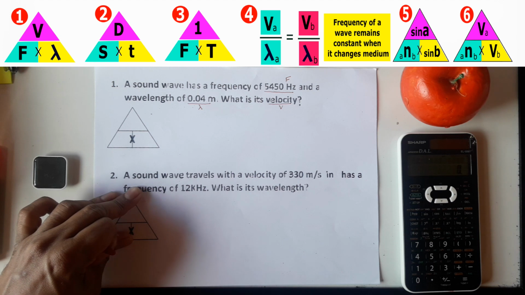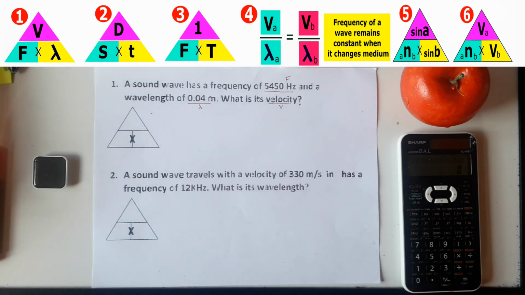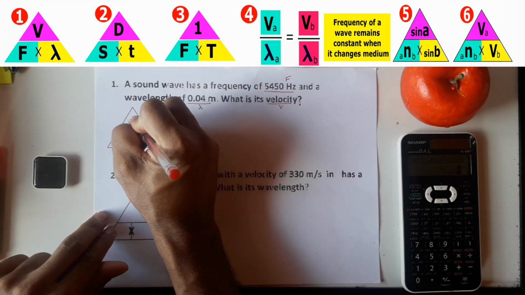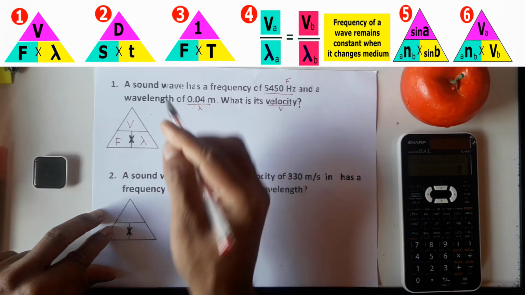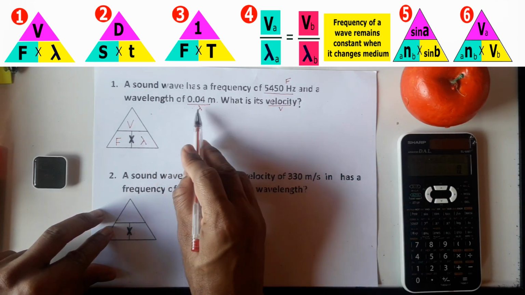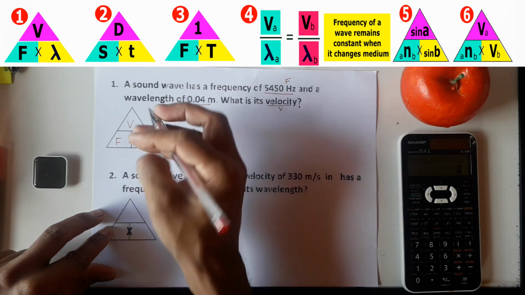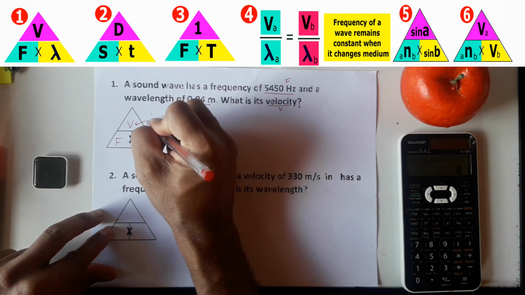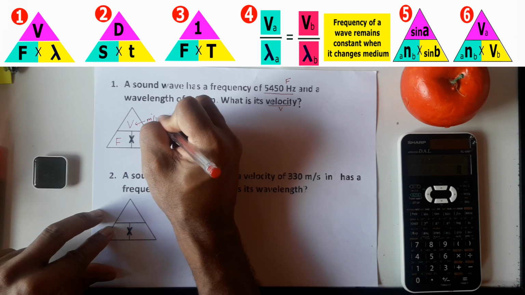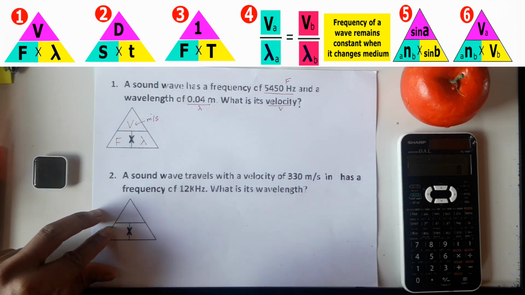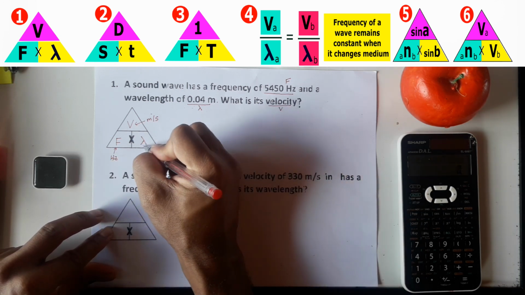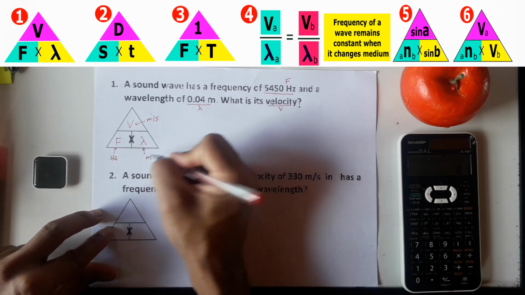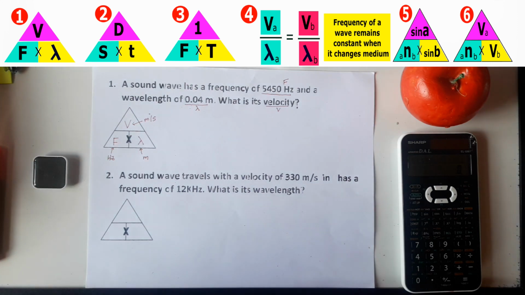So this looks like a clear case of using the first formula, which is velocity is equal to frequency multiplied by wavelength. Now, in case you don't know this symbol, this is the symbol for wavelength. Whenever we are using this formula, it is preferred that the velocity is in meters per second. Frequency should be measured in Hertz, and your wavelength should be measured in meters, not centimeters.